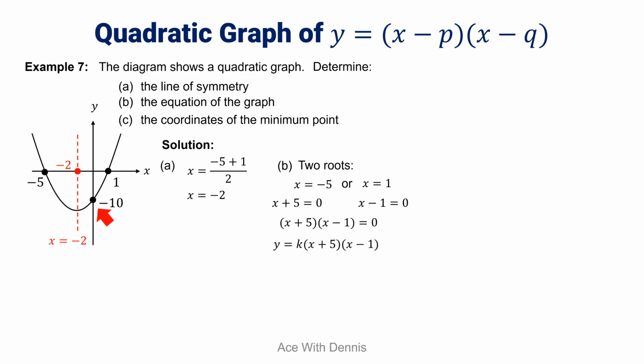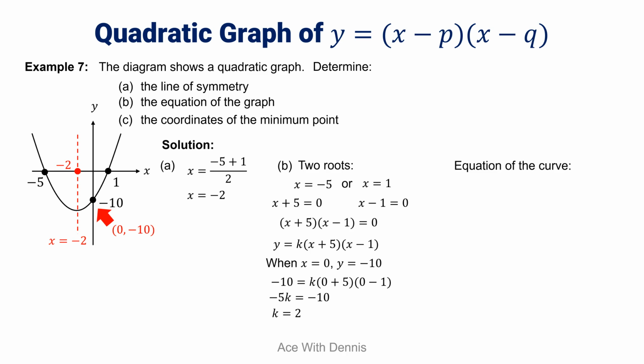So let's look at the y-intercept here, this point. So the coordinates of the y-intercept is 0, -10, which means when x equals 0, then y equals -10. So we substitute these two values into the equation, y is -10 and x is 0. The equation becomes -10 equals k times bracket 0 plus 5 times bracket 0 minus 1, which is -5k equals -10, hence k equals 2.